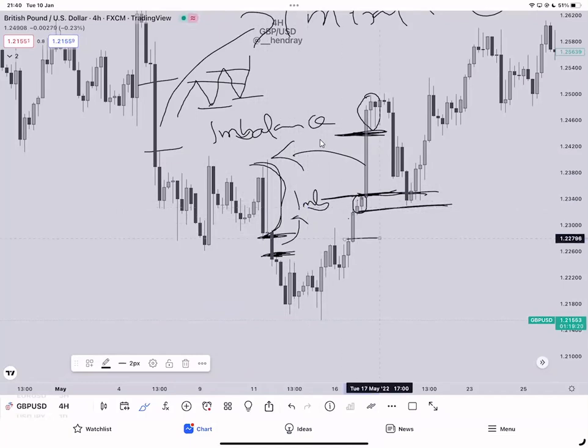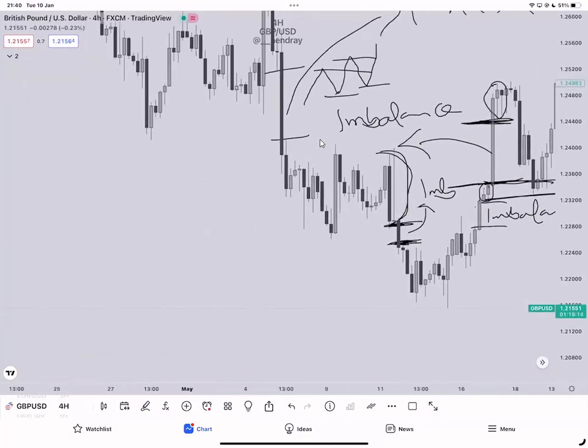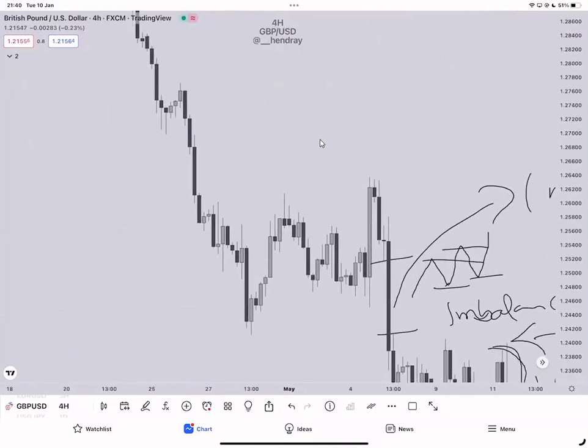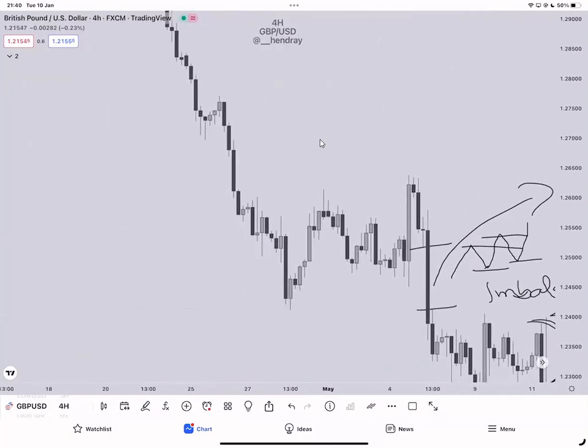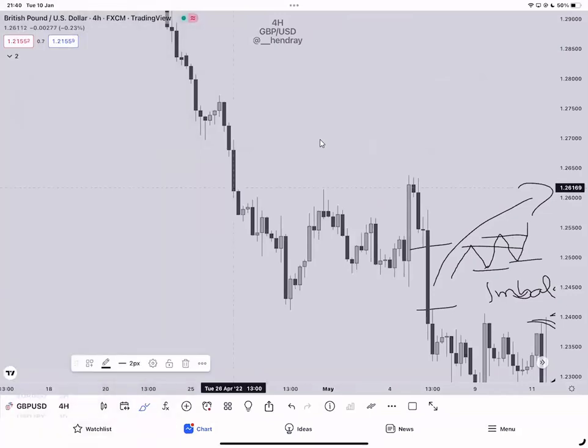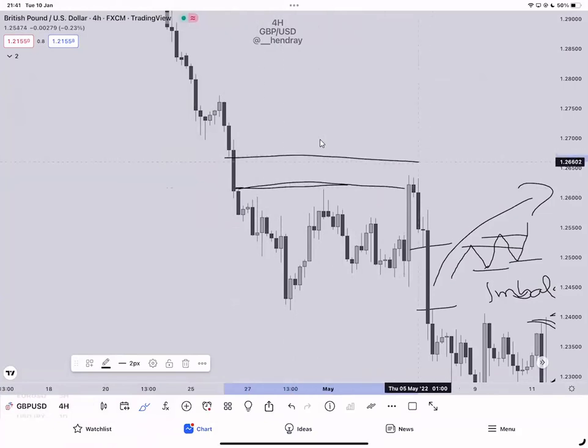Even between this low and this high as well, we have an imbalance. We have an imbalance. Like that, like that. So we have between this low as well, this high rather, between this high and this low, we have an imbalance. Okay, we have an imbalance.